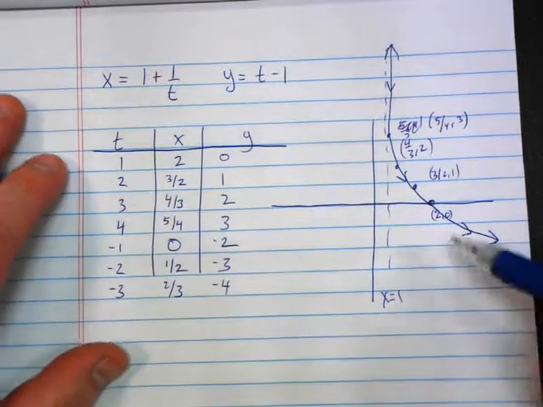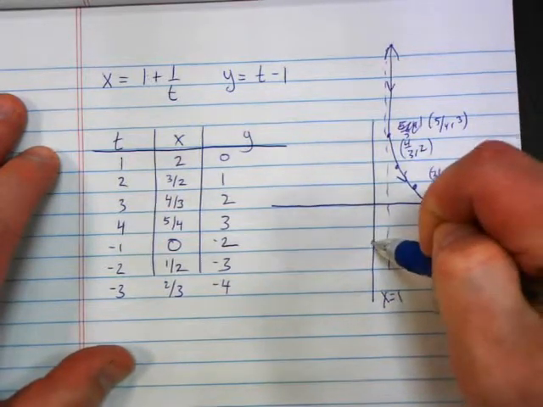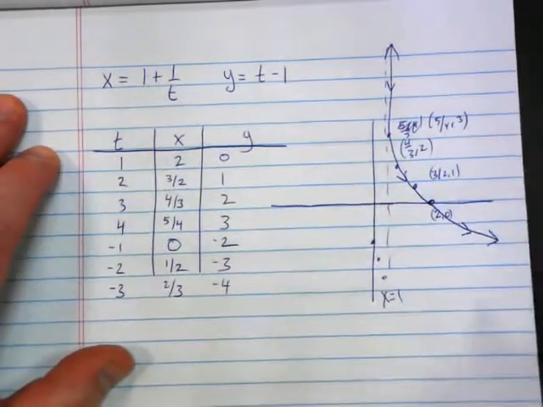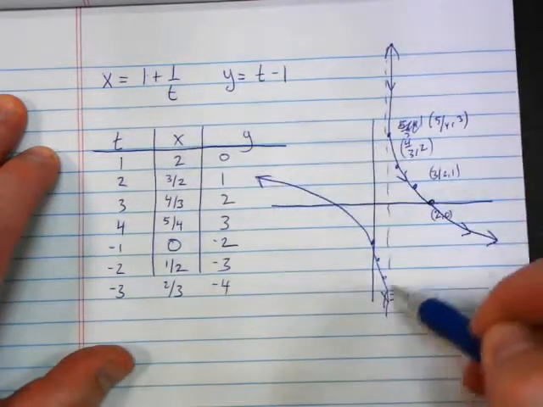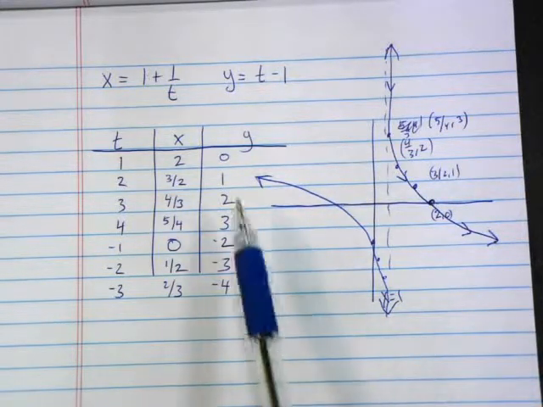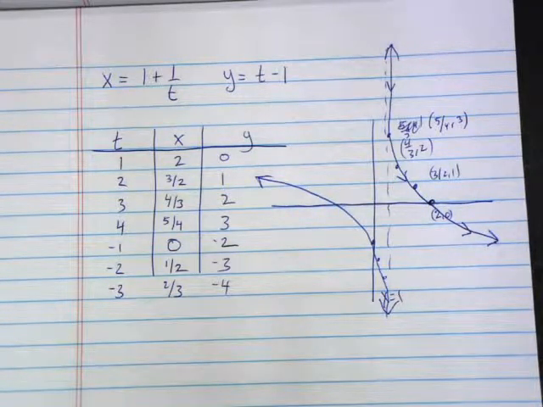So what's happening over on this side? I've got 0, negative 2, 1/2, negative 3, 2/3, negative 4. Looks like I'm getting something like that. So it looks like I'm getting something that's kind of like a hyperbola. Normally a hyperbola would also have a horizontal asymptote. I don't think this one looks like I'm getting a horizontal asymptote, but maybe. Maybe I just didn't plug in enough numbers.